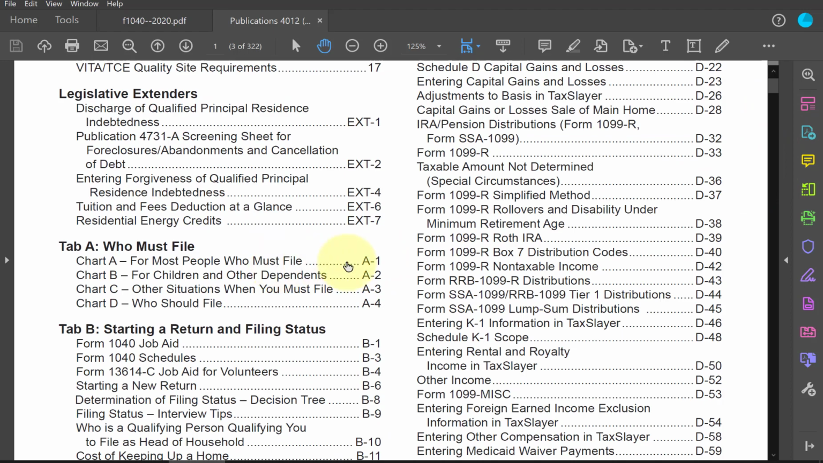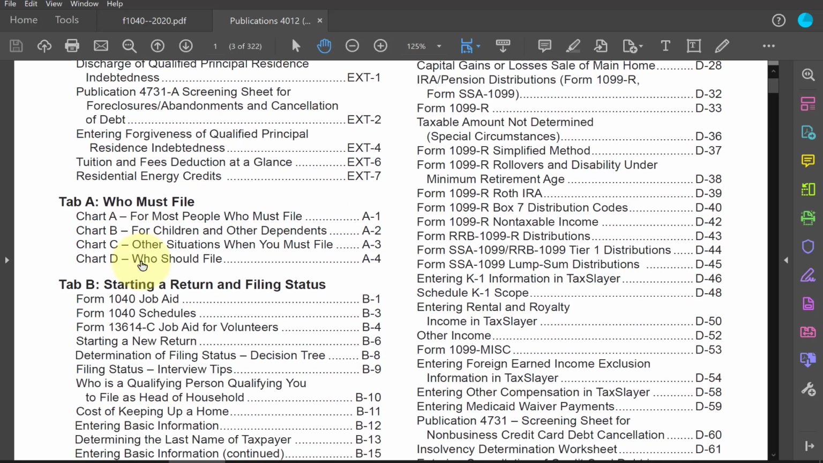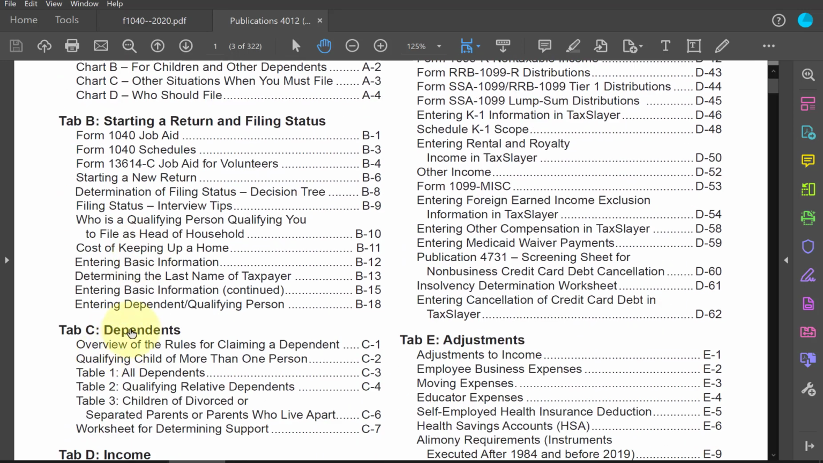And the index here, the table of contents, is clickable. So let's take a look for dependents.